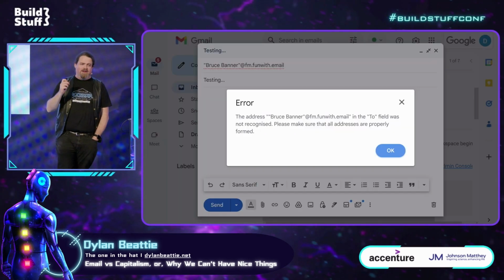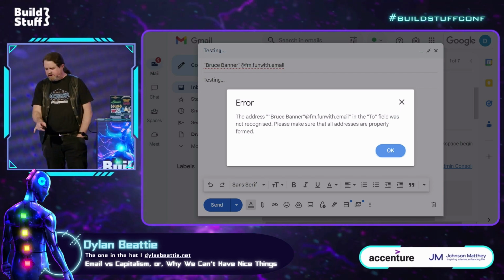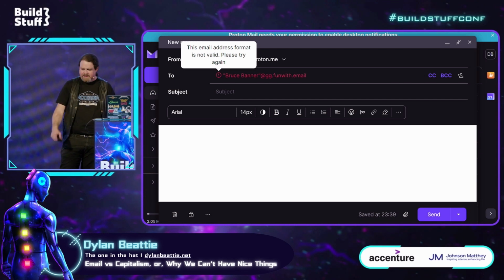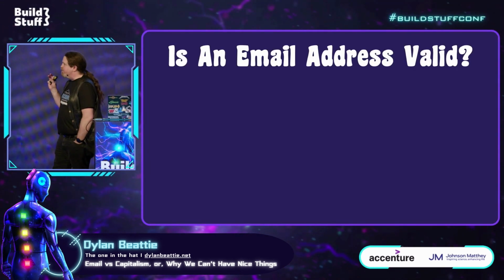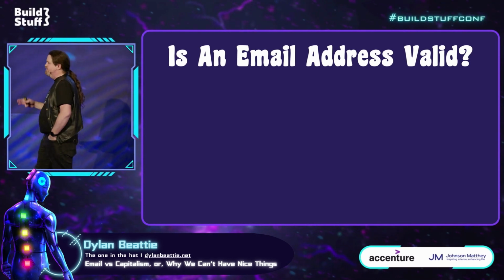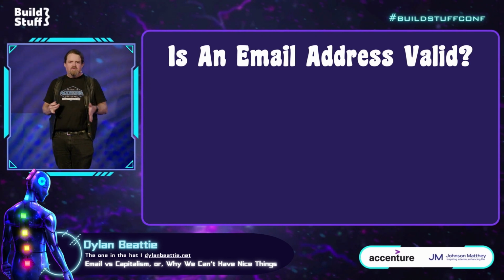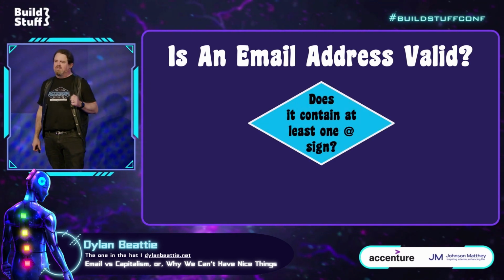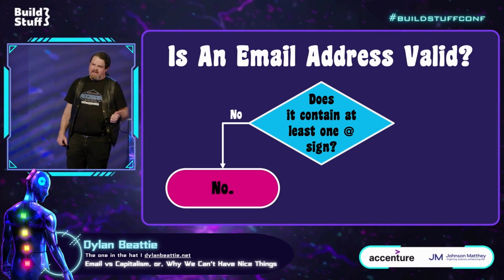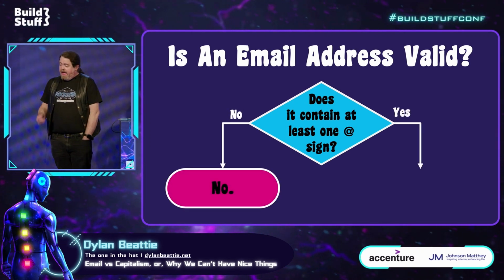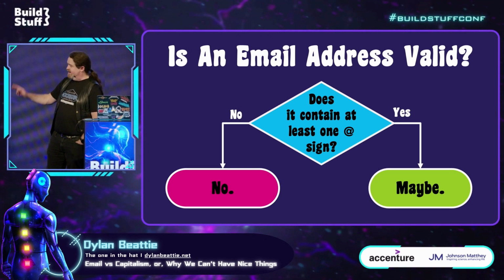And then I tried to send that email, and I couldn't because Gmail won't let you send it. It says the address was not recognized. Please make sure it's properly formatted. And Proton wouldn't let me send it. Now, this boils down to, is an email address valid? And obviously, we build validation into our forms. But really, the only thing you can say with confidence is that if it doesn't contain at least one @ sign, then no. Email's got to contain at least one @ sign. If it does, then it might be valid. That is email address validation in a nutshell.